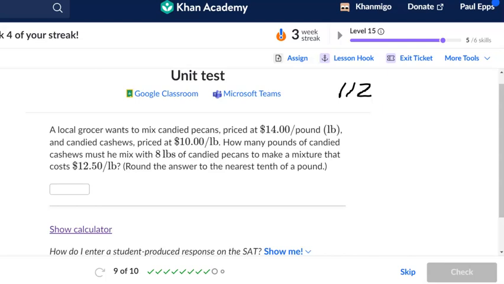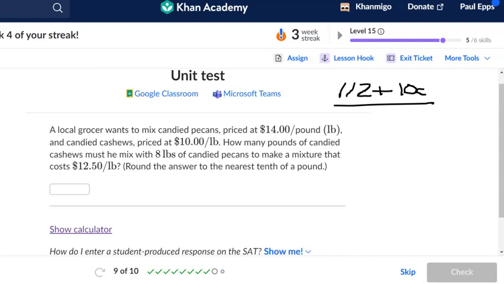And he needs to add some number of pounds of cashews. And the cashews go at 10 cents a pound. So let's say plus 10C. All right? So that is the total cost, but we need to figure out the cost per pound. How many pounds do we have? Well, we got 8 pounds of pecans, and we've got C pounds of cashews.